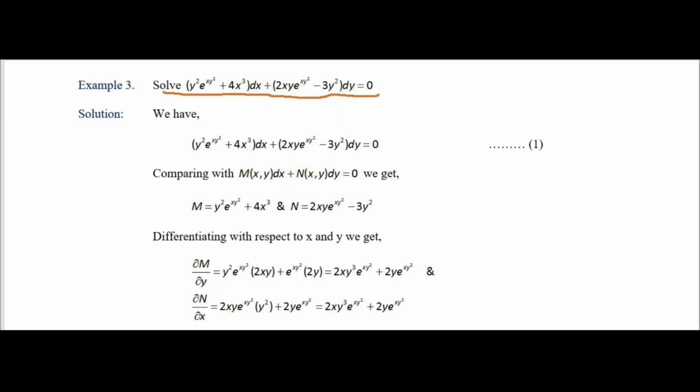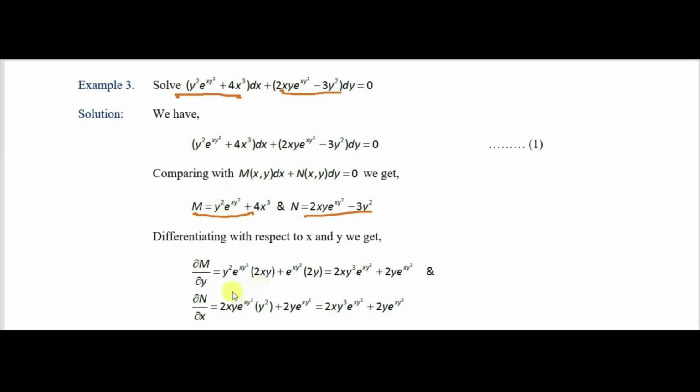So comparing with M dx plus N dy, we get this is the value for M and this is the value for N. So this is M, this is N. So we have to differentiate this M with respect to y. If you observe, in the first term there is a product of two functions, because y is present in the first term and y is again present in the second term, and we have to differentiate with respect to y. So we have to use the product rule.